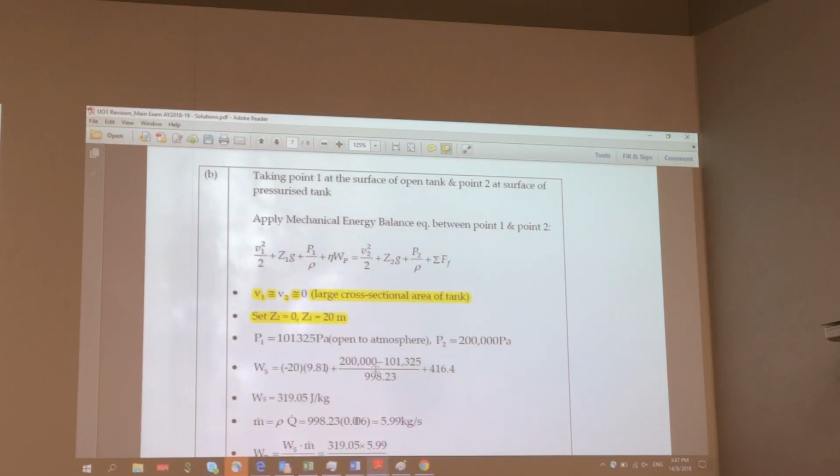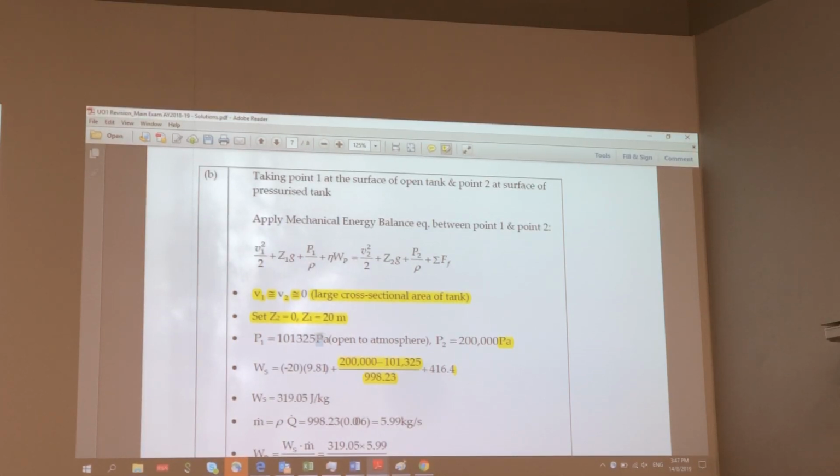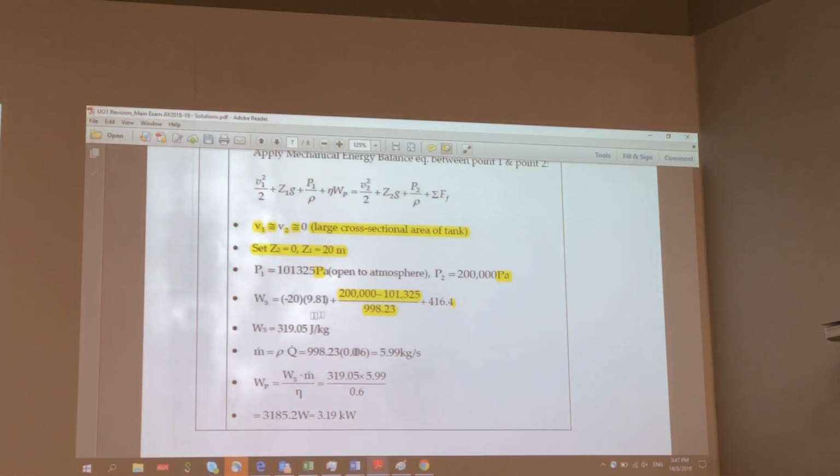Then also take note. Finally, this part, I need you all to take note. What units is needed for pressure? Pascal. It's not kilopascal, please take note. It's Pascal. After this, you will find the WS in this unit.